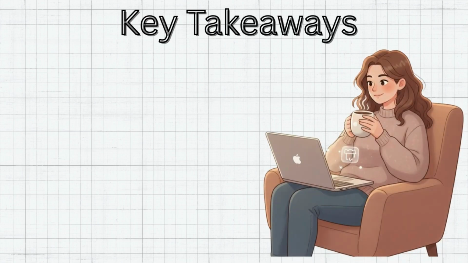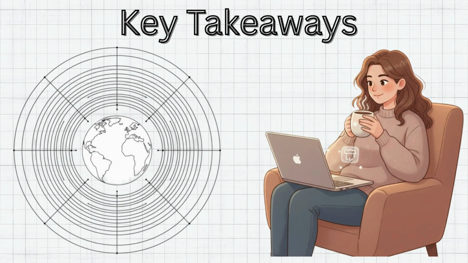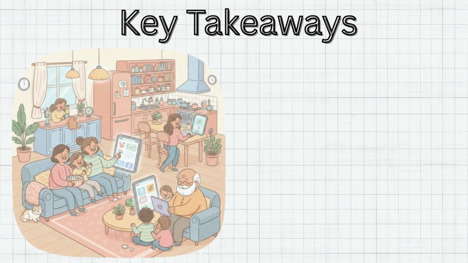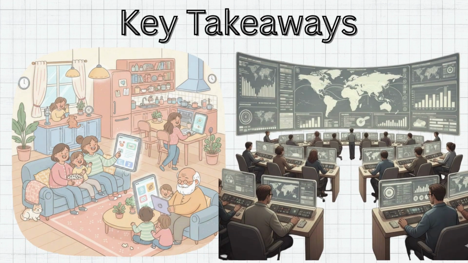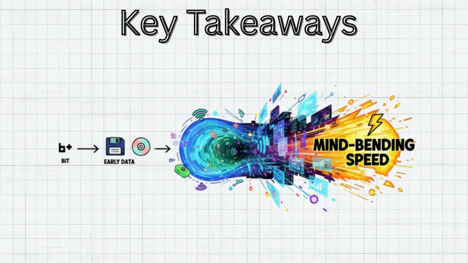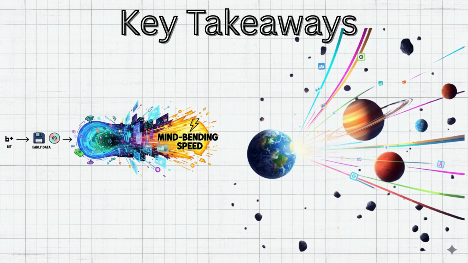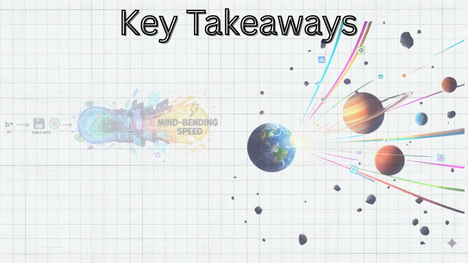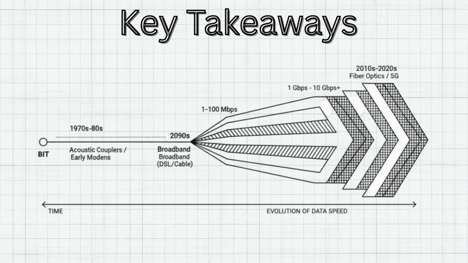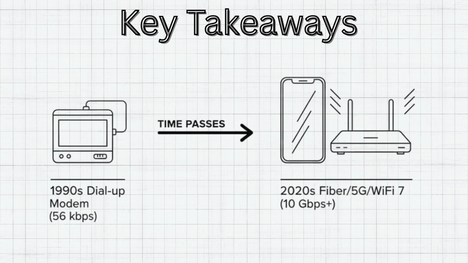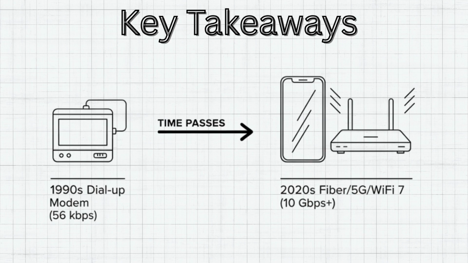Key takeaways. Internet speed isn't just about faster downloads or smoother streaming. It's a story of how humanity learned to move information, starting from a single bit and scaling up to mind-bending speeds that could one day connect planets, power global AI, and synchronize the entire digital world in real time. As technology keeps advancing, today's fastest connections will eventually feel just as slow as dial-up once did.